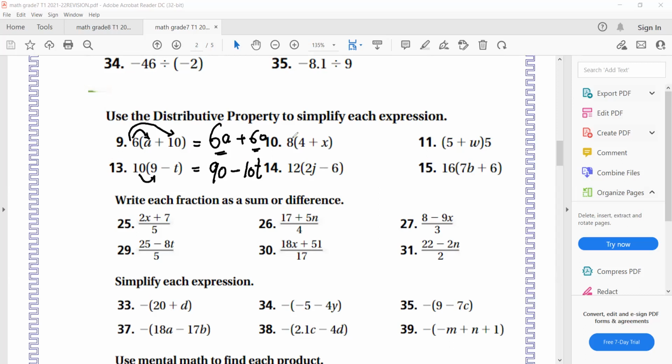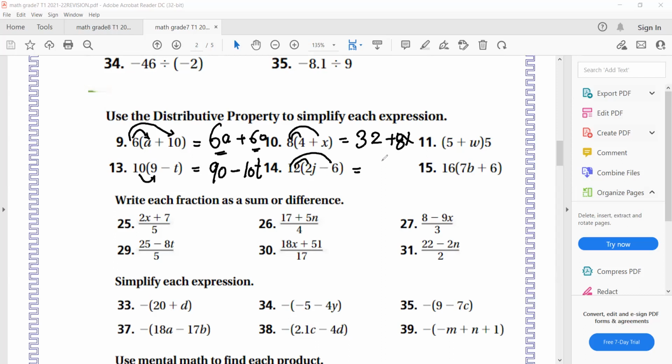Okay, 8 multiplying 4, 8 multiplying x. Then it will be 32 plus 4x plus 8x. So we have to multiply? Multiply only, in both terms. Multiplying in both terms.